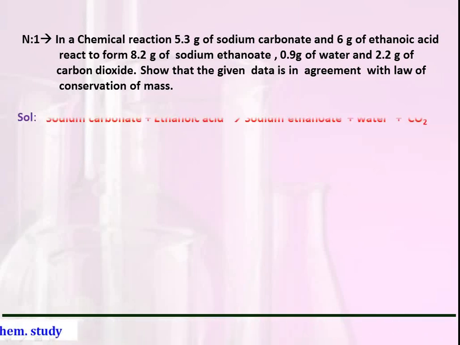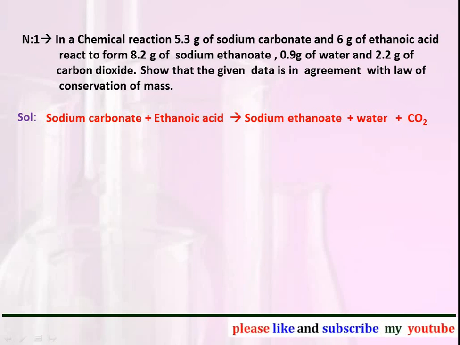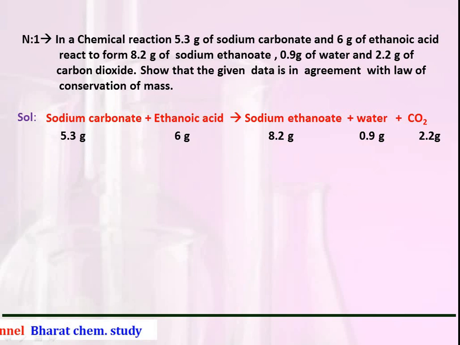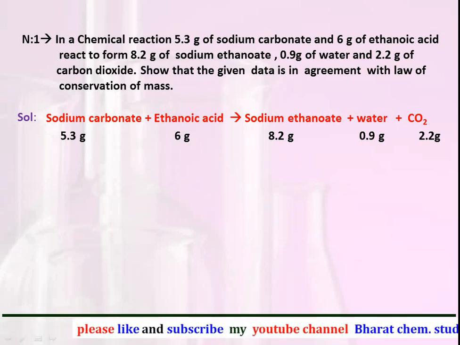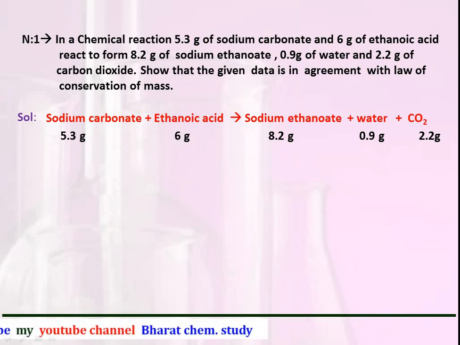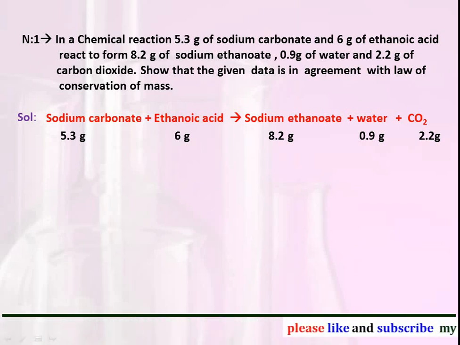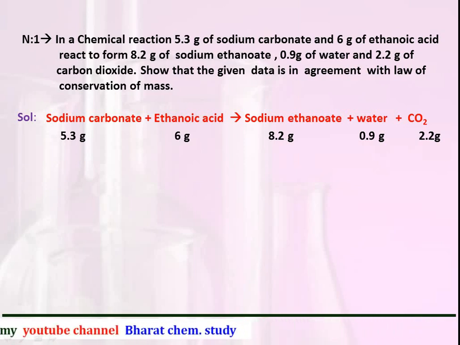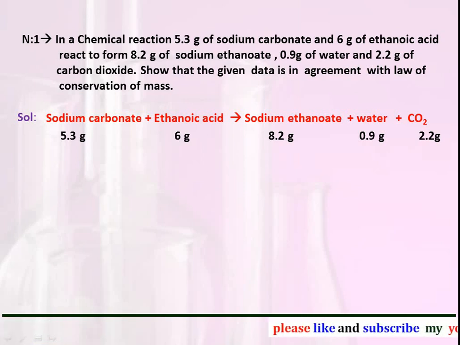Here is the equation according to the question: sodium carbonate, which is 5.3 gram, reacts with ethanoic acid, which is 6 gram, to give sodium ethanoate 8.2 grams, water 0.9 grams and carbon dioxide 2.2 grams. Here we have to show that the given data is in agreement with the law of conservation of mass, and that will be possible only if the sum of the masses of the reactants is equal to the sum of the masses of the products.